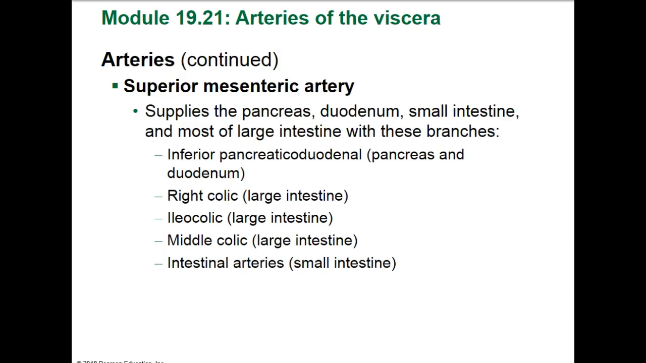The superior mesenteric artery supplies the pancreas, duodenum, small intestine, and most of the large intestine. With these particular branches: the inferior pancreaticoduodenal, which is pancreas and duodenal, the right colic, which is large intestine, the ileocolic, which is large intestine, the middle colic, the large intestine, and the intestinal arteries, the small intestine.